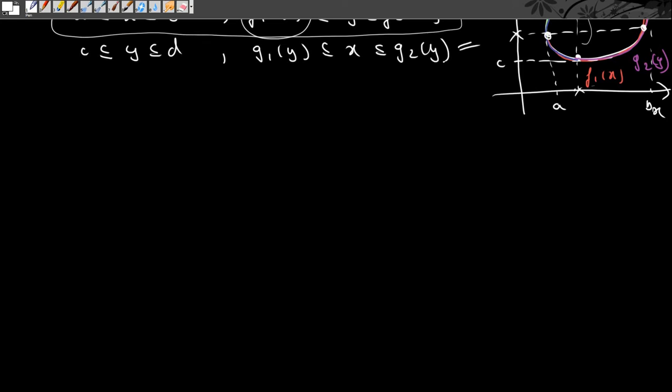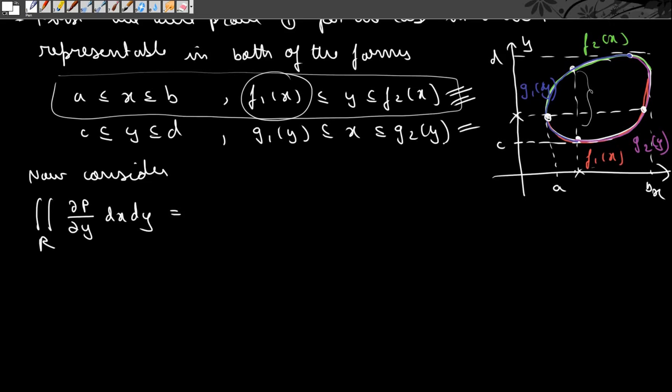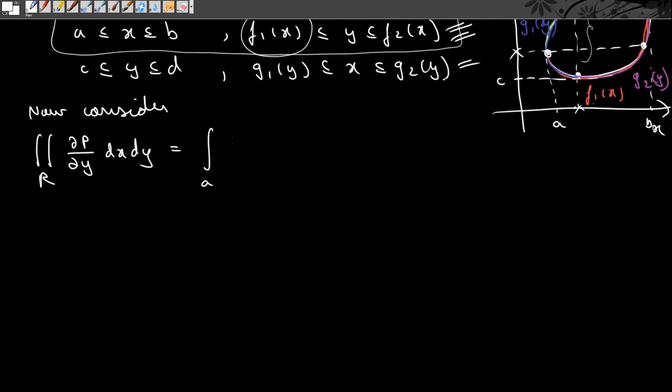Alright, so now consider the double integral in the region R of the quantity ∂P/∂y dx dy. Now this, in the form of double integration, can be written as the integral from a to b, integral from f1(x) to f2(x) of ∂P/∂y. First I integrate it with respect to y, then I integrate it with respect to x.